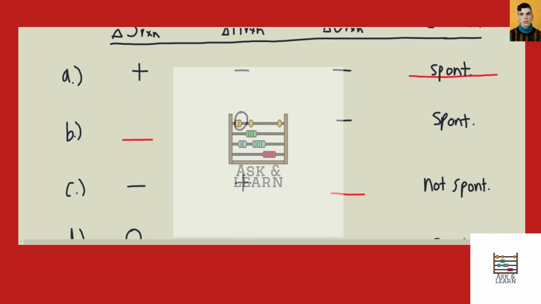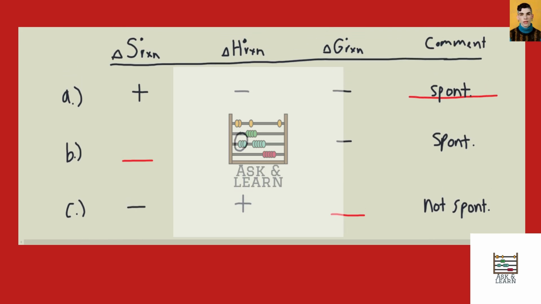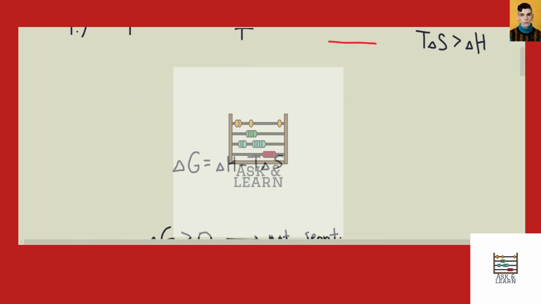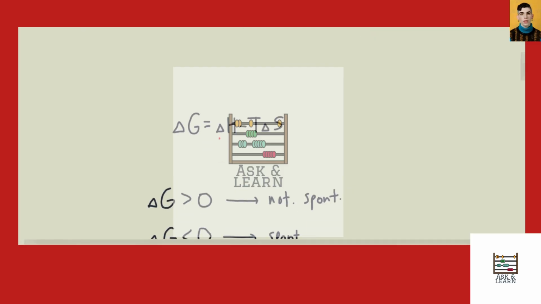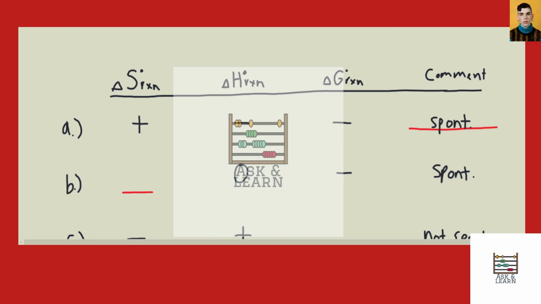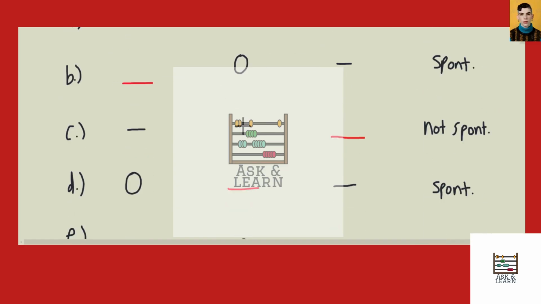Moving on to part B, we see that delta G is negative and delta H is 0. We want to determine what the sign of delta S is. So delta H is 0, so we can get rid of that term. And again, we are told that delta G is negative.